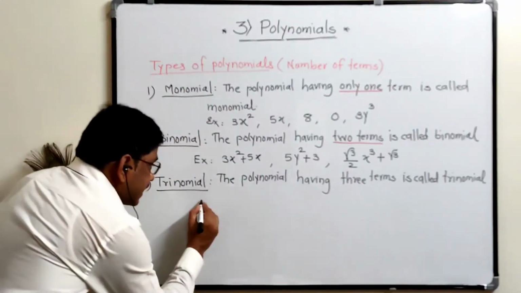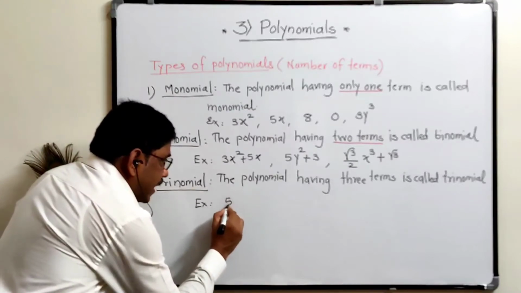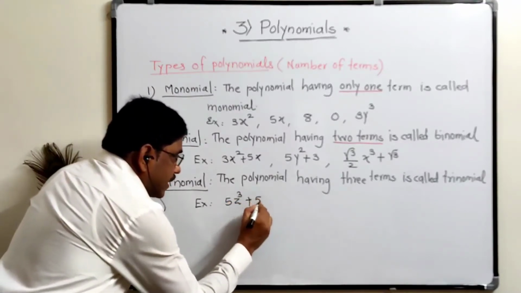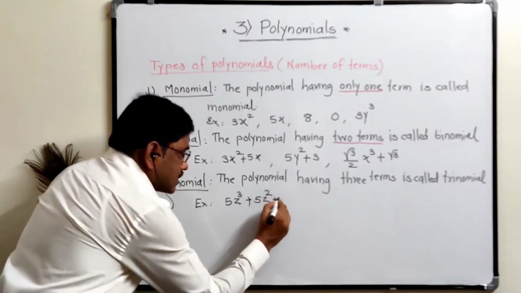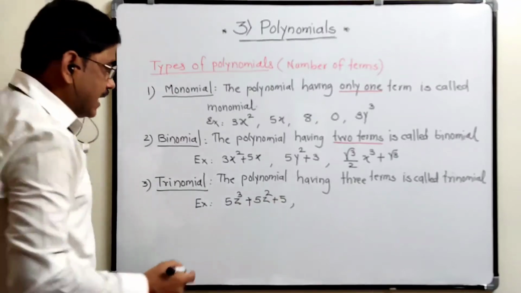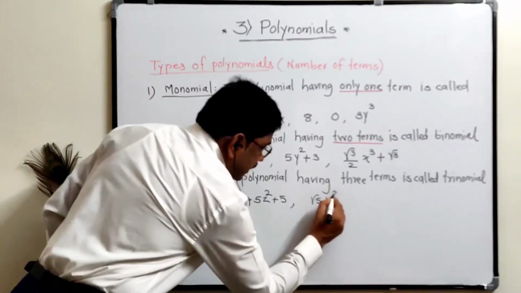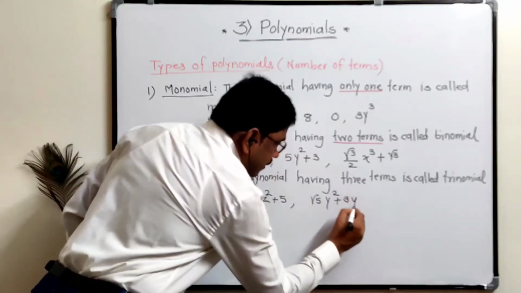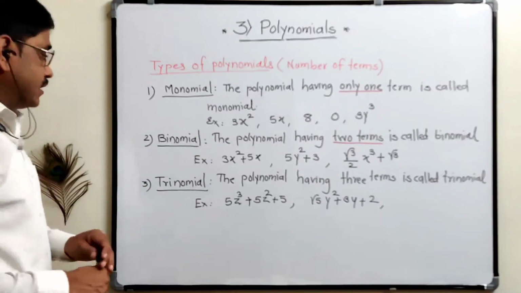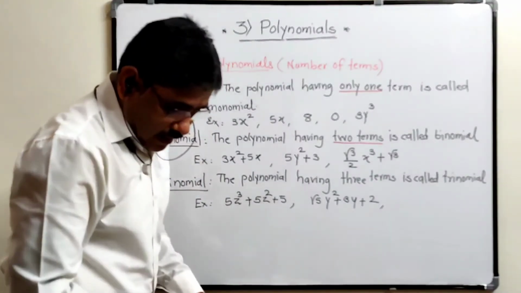So 3 terms means, examples are, first example 5z cube plus 5z square plus 5. So this is 1, 2, 3 terms, trinomial. Then root 5y square plus 3y plus 2. This is also a trinomial. So these are the examples of monomial, binomial and trinomial.